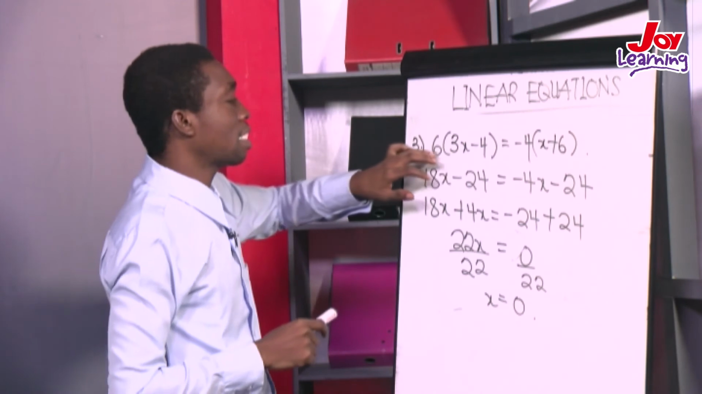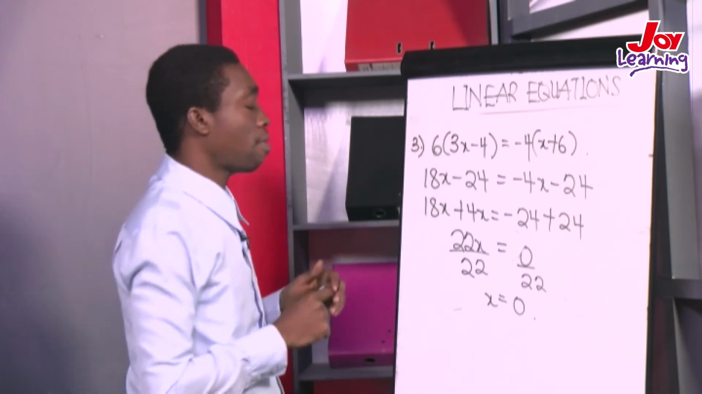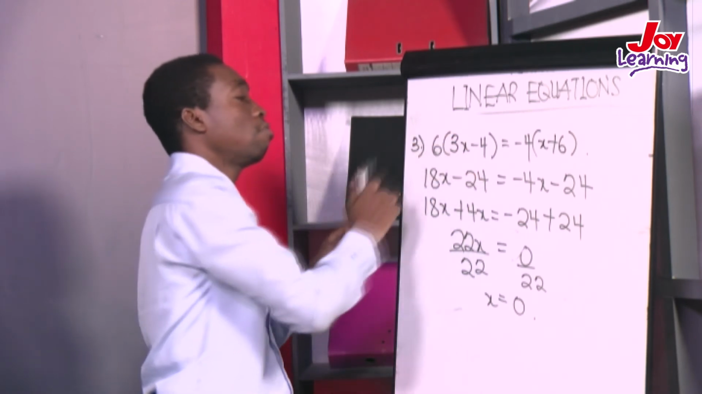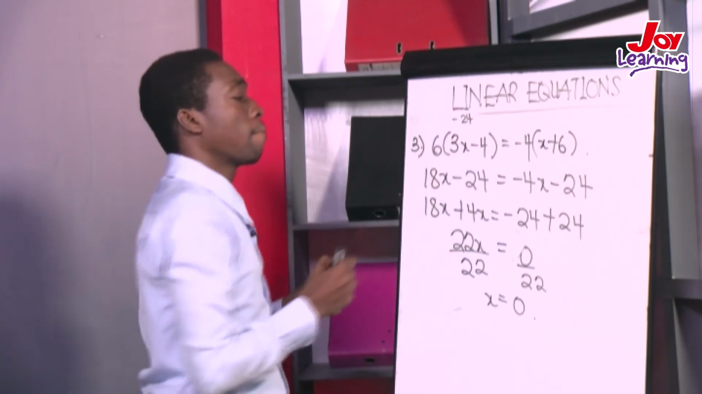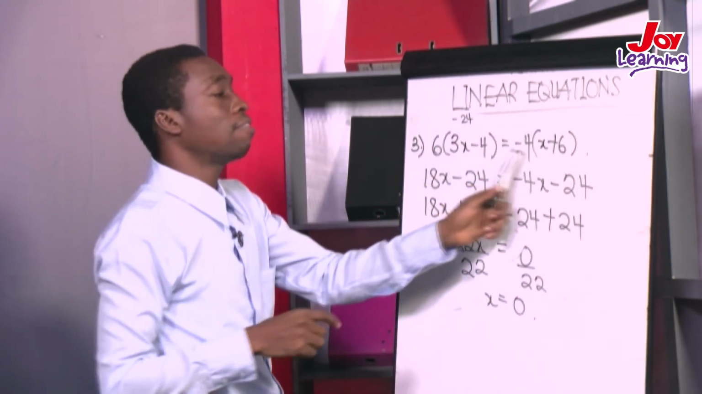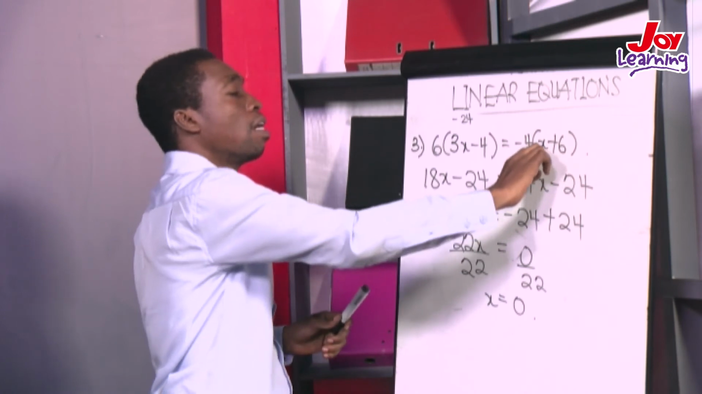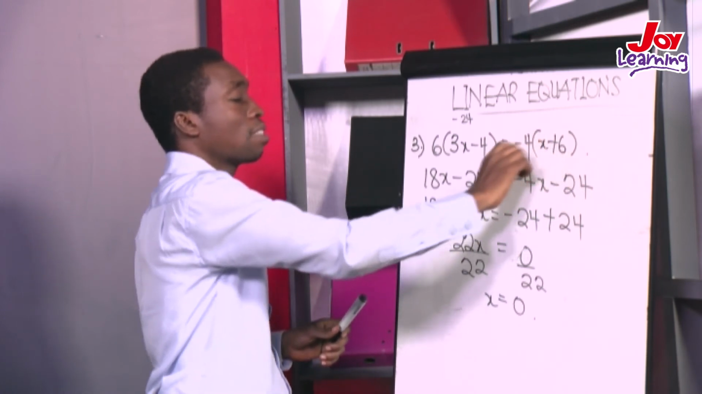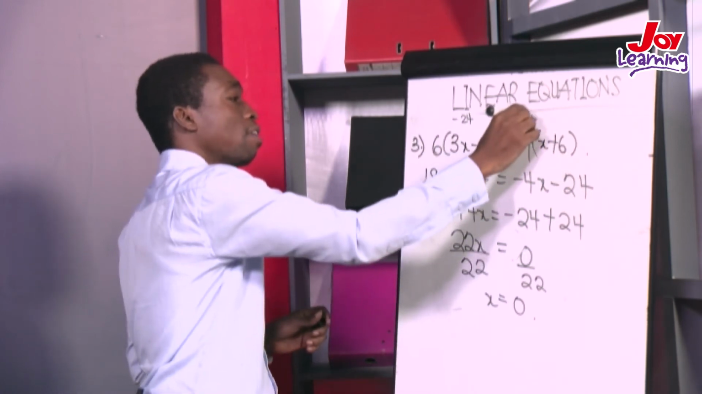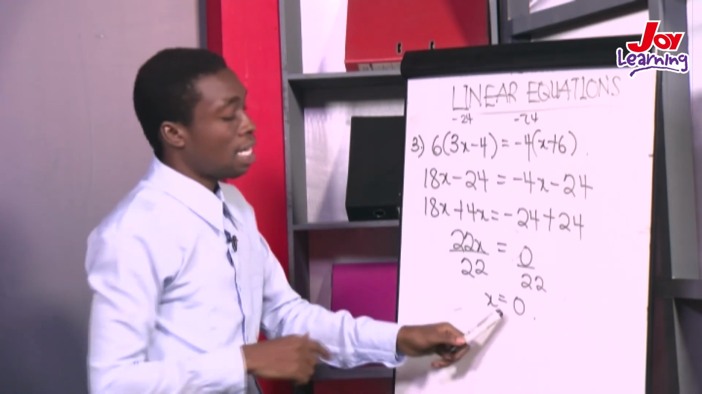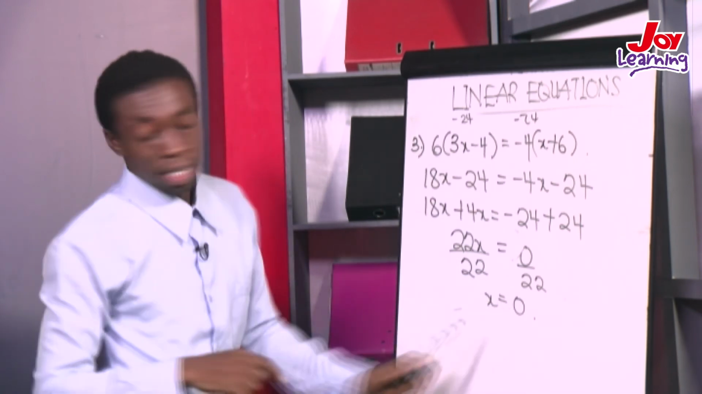So 6 times 3 times 0 gives us 0, right? So 6 times negative 4, that's negative 24. I mean, that's what we have over here. Negative 4 times x, x is 0. So 0 plus 6 is what? 6. So 6 times negative 4, we still have negative 24. So actually that's it. The 0 that we found is actually true.